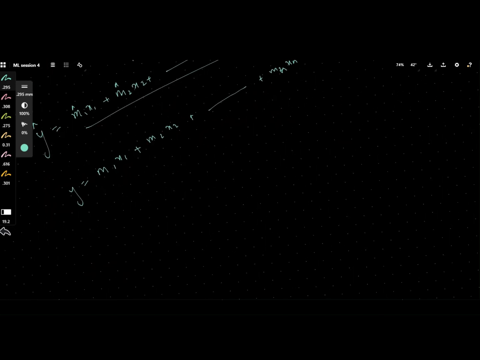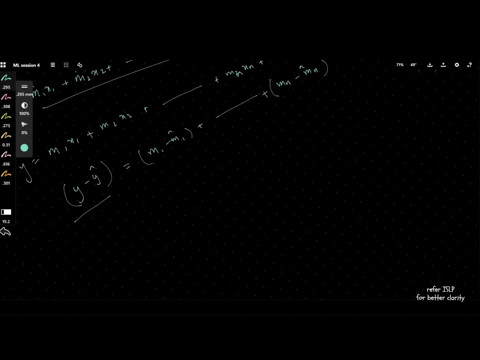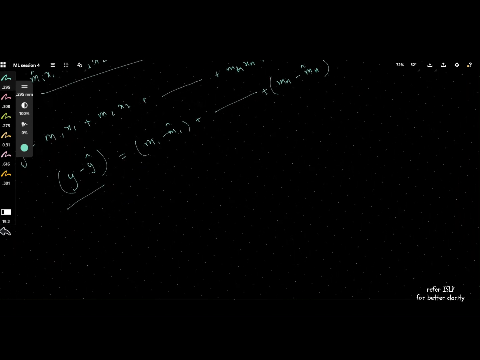Now here our loss will be y minus y hat. This would be a loss. This one equals m1 minus m1 hat and so on till mn minus mn hat. Okay, so this is a loss.